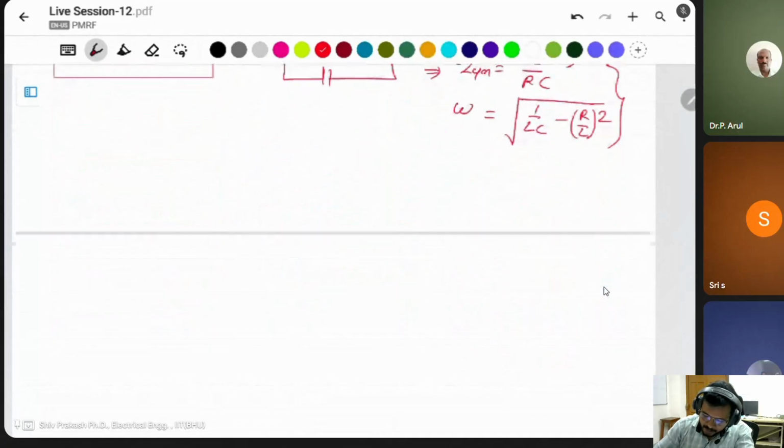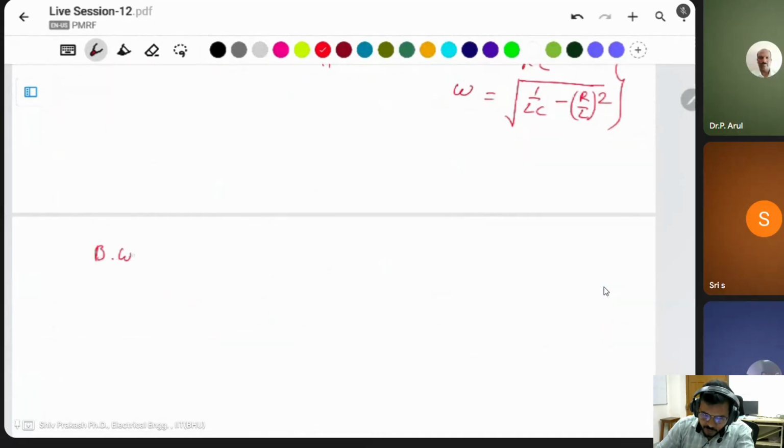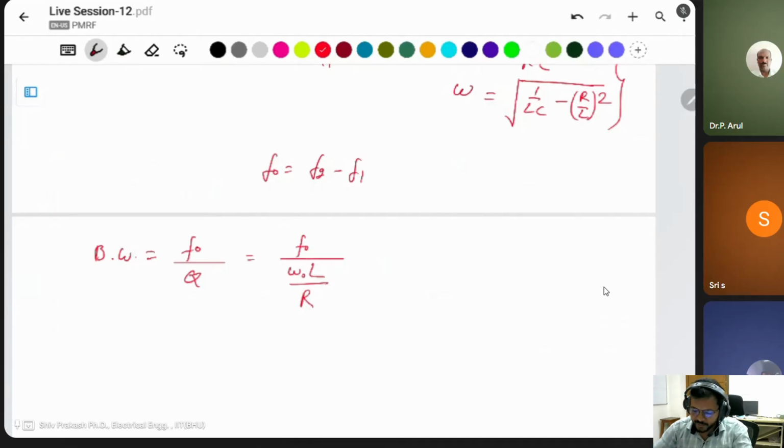Bandwidth is the operating frequency divided by the quality factor, that is, F2 minus F1 divided by Q. Q in this case is omega naught L divided by R, where omega naught is the operating frequency. So bandwidth will be F naught times R divided by 2 pi F naught times L, which simply means R by 2 pi L.